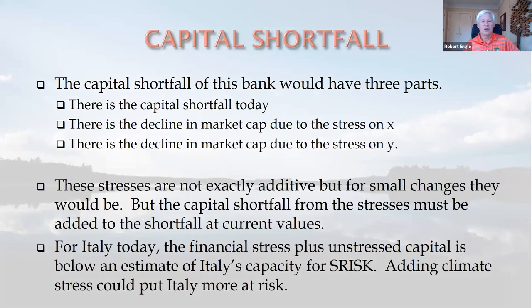And so one of the things that happens is that the capital shortfall that you calculate could be calculated in three parts. One is, is the bank well capitalized today? And if it needs capital already, that's part of the capital shortfall. And then there is a decline in the market cap due to the stress on climate. There might be a decline in market cap due to the stress on market prices. And these three would all combine to give you a total impact.